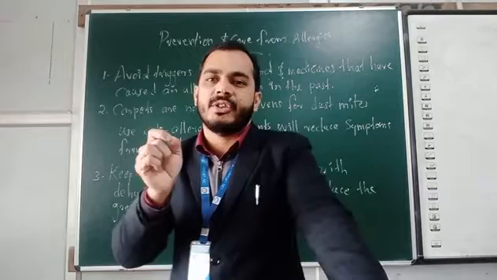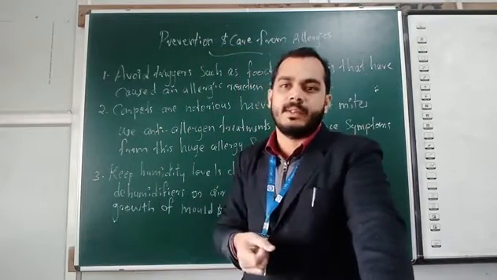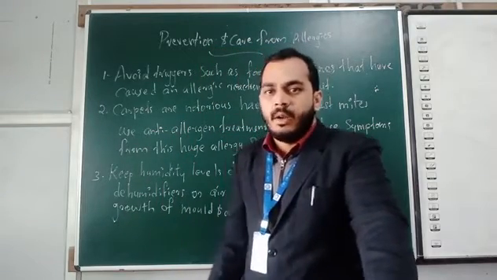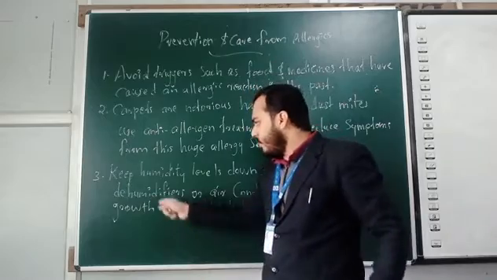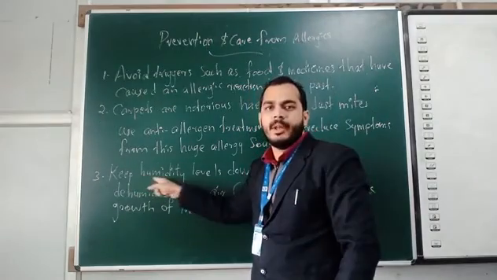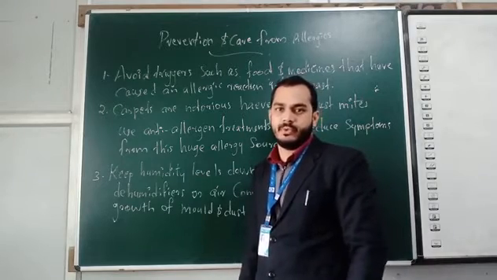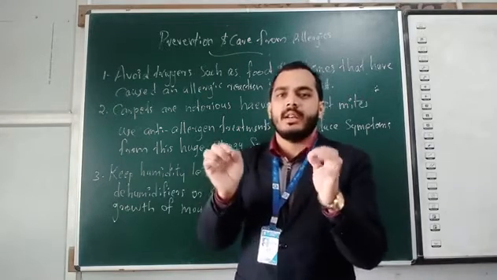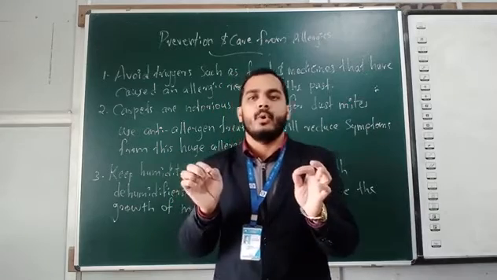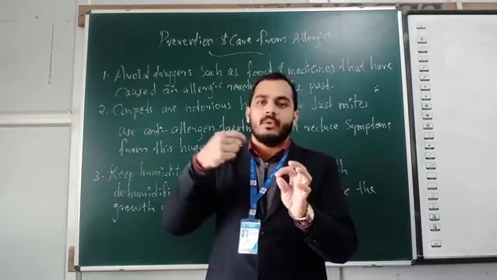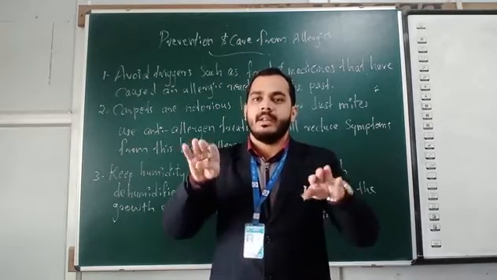This is a favorable condition for growing dust mites and other allergic microorganisms. So we want to maintain the humidity level in the room at 30% to 40%. It is a particular percentage at which dust mites are not able to live or survive. That's why maintain the temperature.